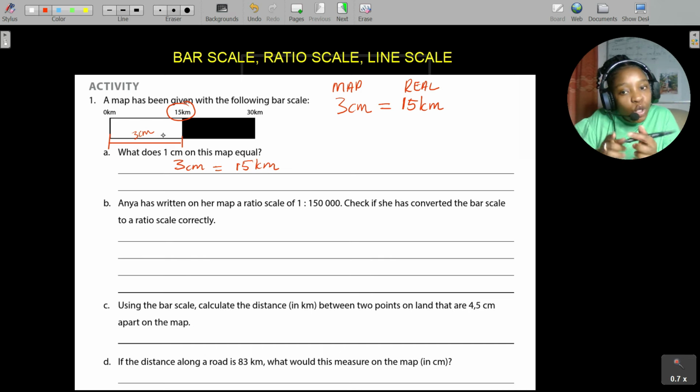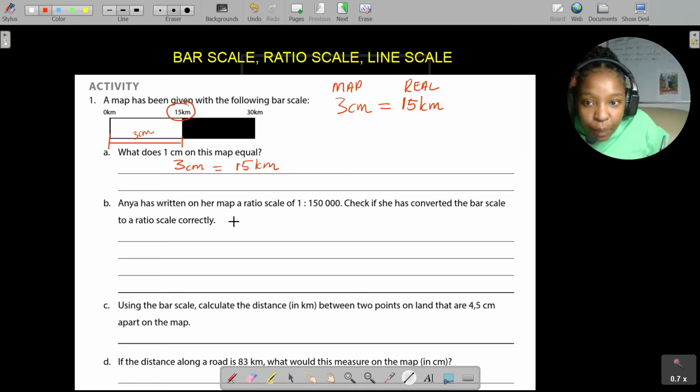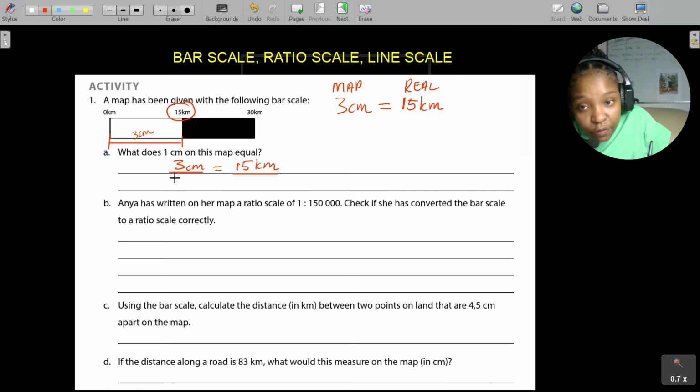So you just want to simplify this ratio or this equation to be in the form of 1 centimeter is equal to what? That's basically what we want to do. For us to simplify that, we are just going to divide both sides by 3, not 3 centimeters, but by 3. If you divide that side by 3, and that side by 3, what do you get? You'll get 3 divided by 3 is 1 centimeter is equal to 15 divided by 3 is 5 kilometers.